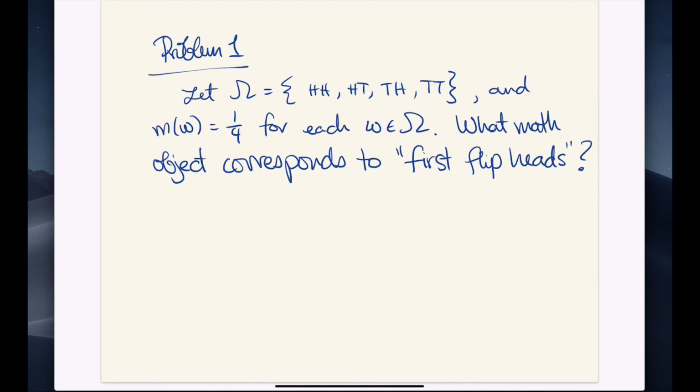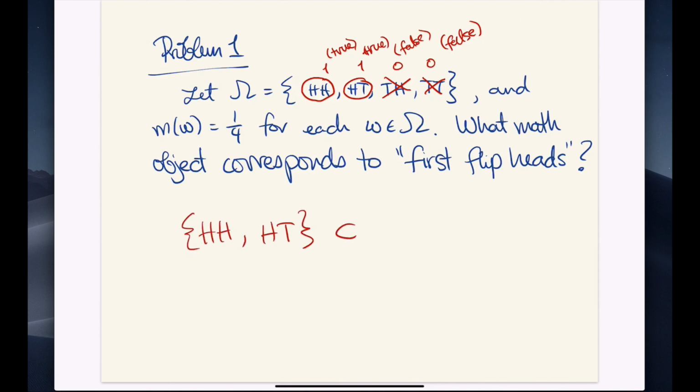And looking at the probability space, we can see that the first flip comes up heads is a statement which is true about these two outcomes, and it's not true about these two outcomes. And a function which is either 1, in other words true, or 0, in other words false, on each element of the set omega is a subset of omega. So that leads to the idea that events are subsets of omega.